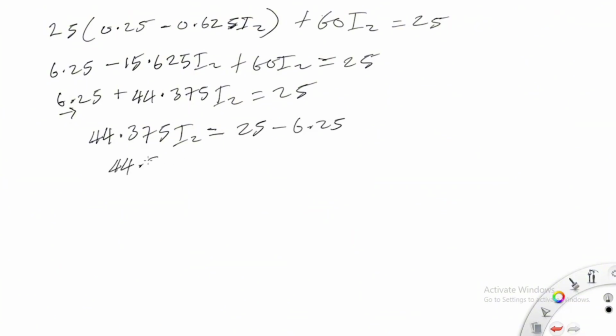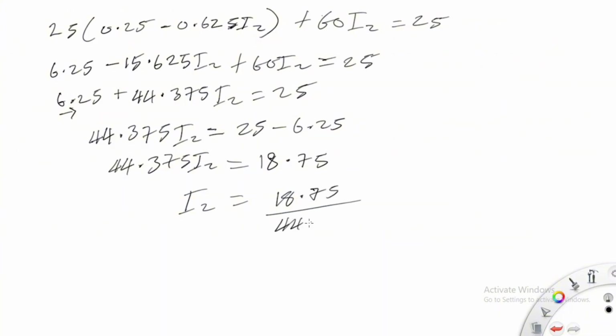So 44.375 I2 is equal to what? Is equal to 18.75. So let's divide through by 44.375. I2 is equal to 18.75 all over 44.375. So I2 is equal to 0.4225 amps.